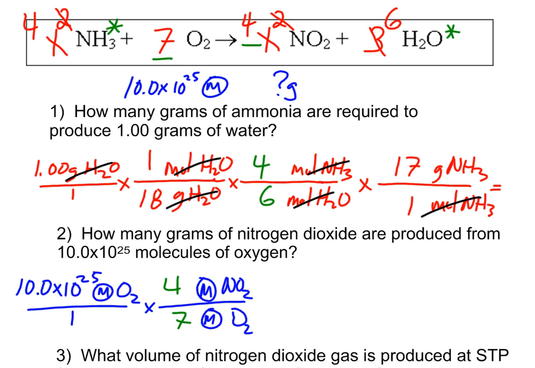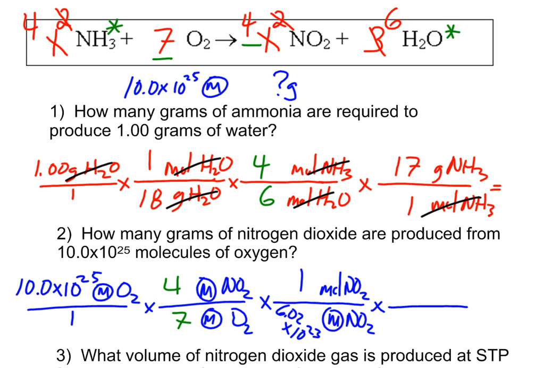Now we just need to get to grams. So where do we go from molecules? Well, the only thing we can do to get to grams of NO2 is if we're in moles. So we need to get from molecules of NO2 to moles of NO2. And 1 mole is Avogadro's number, 6.02 times 10 to the 23rd molecules. And then once we're in moles, we can go to grams. So 1 mole of NO2 molecules would be 46 grams of NO2, the 16 for each oxygen and 14 for the nitrogen.